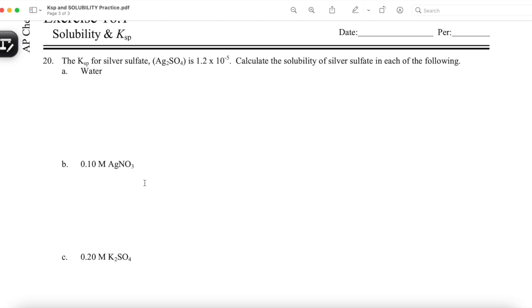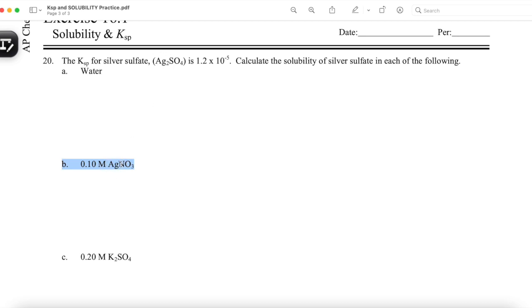So the one I wanted to look at was 20b. It's different than 20a, and I'll explain why in a second. It says the Ksp for silver sulfate, this compound, is 1.2 times 10 to the negative 5. Calculate the solubility in each of the following. So in water, it just breaks apart. But in AgNO3, you'll notice that we already have Ag present, and we're making Ag.